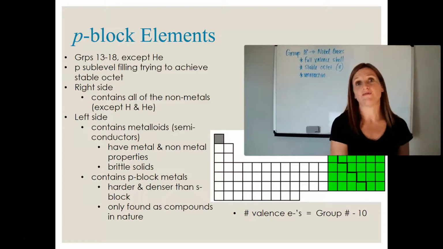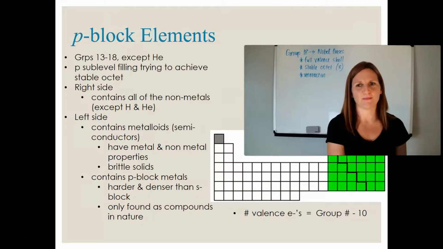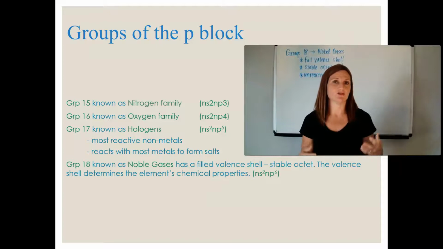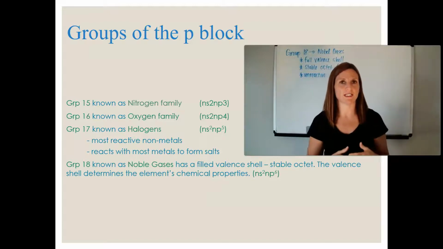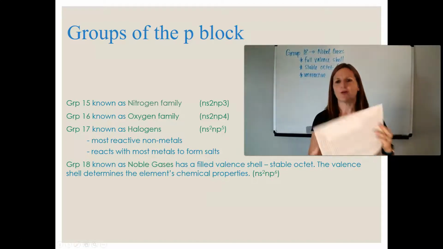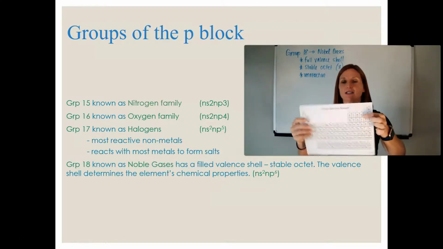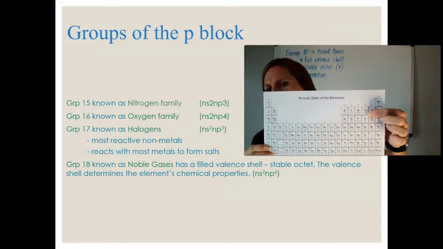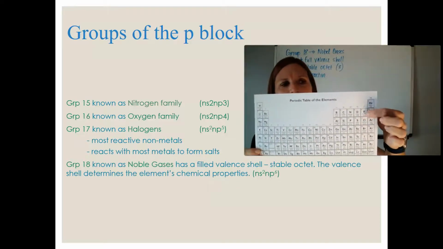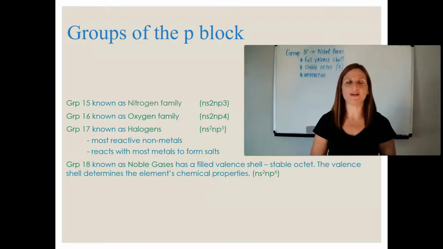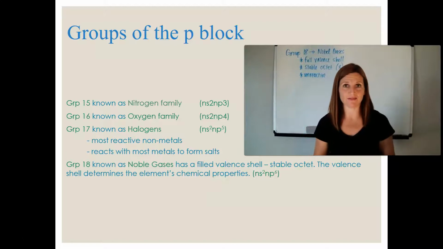So we're going to look at the famous groups that are in the P block and get to know those. In the P block, group 15 is known as the nitrogen family because nitrogen is the most famous member within it. Group 16 is known as the oxygen family, again, named for its most famous member. Group 17, however, is called the halogens, and the halogens are well known because they are very reactive.